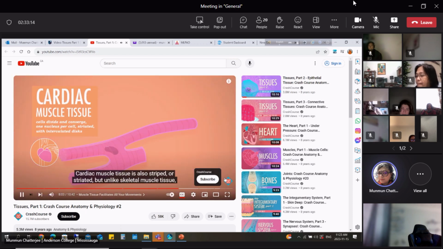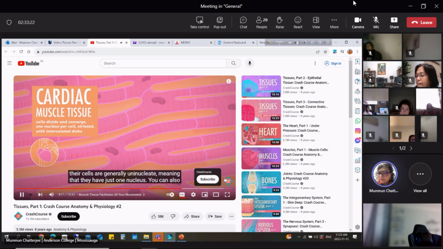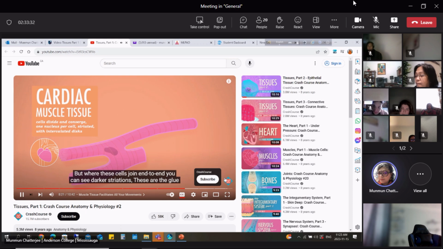Cardiac muscle tissue is also striped or striated, but unlike skeletal muscle tissue, their cells are generally uninucleate, meaning that they have just one nucleus. You can also see that this tissue is made of a series of sort of messy cell shapes that look like they divide and converge rather than running parallel to each other. But where these cells join end to end, you can see darker striations. These are the glue that hold the muscle cells together when they contract, and they contain pores so that electrical and chemical signals can pass from one cell to the next.